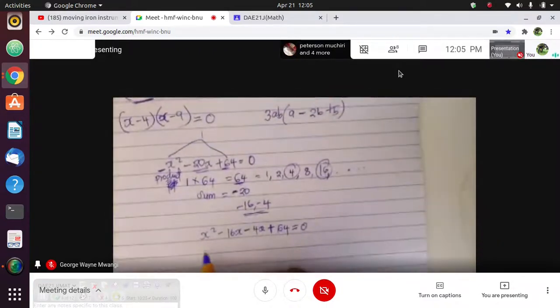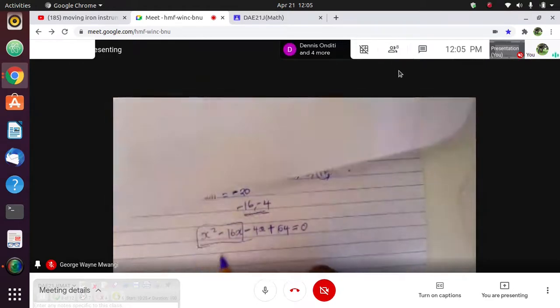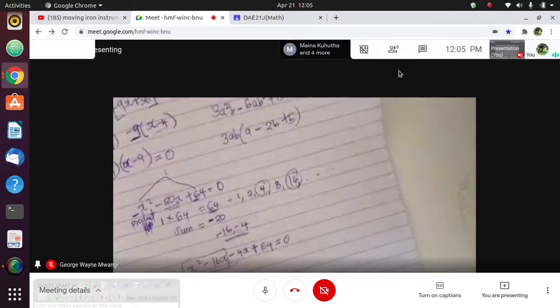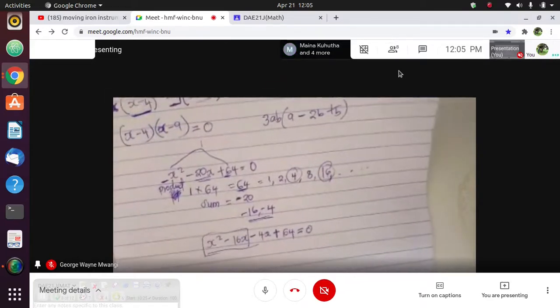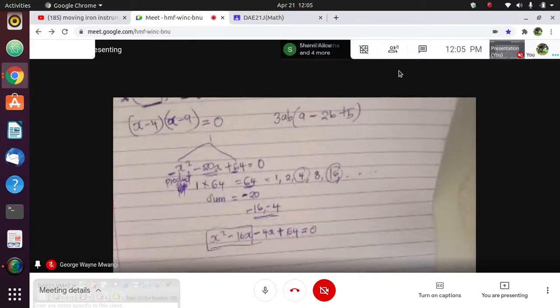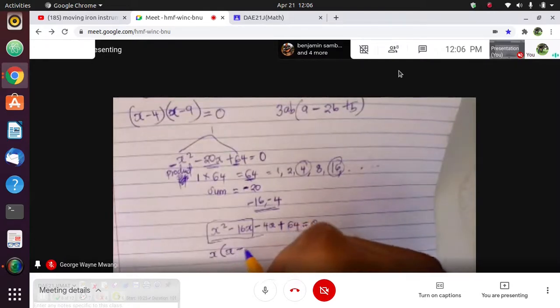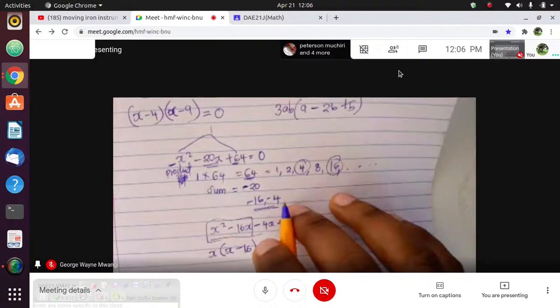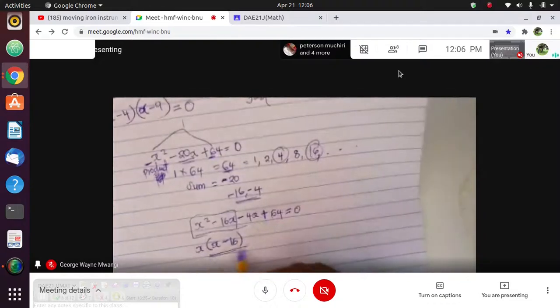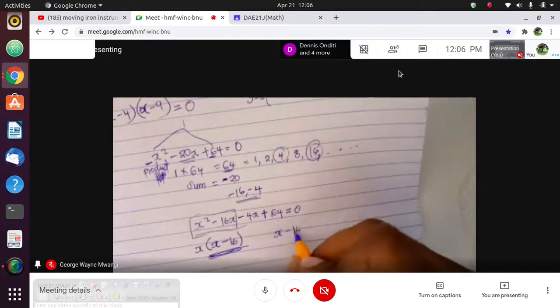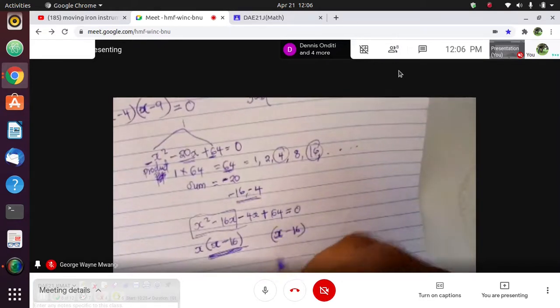Now let us take our two terms, x squared and minus 16x. Now, which is a common factor? We want to remove the common factor and introduce brackets. X is our common factor. So when you remove x, you remain with x minus 16. Are we together? Now this value you get here, x minus 16, should be the same on this other side. It should be the same.